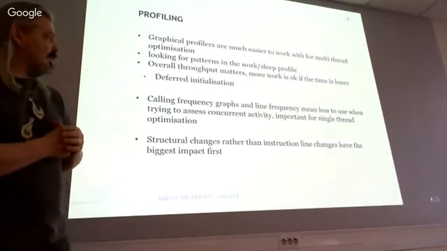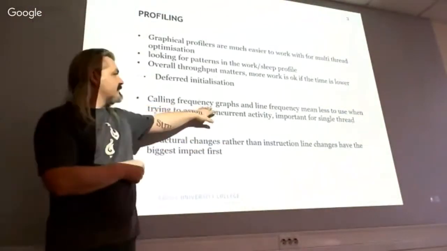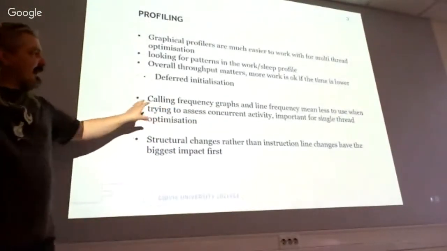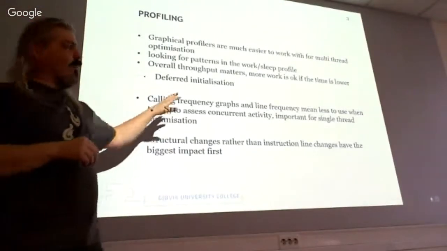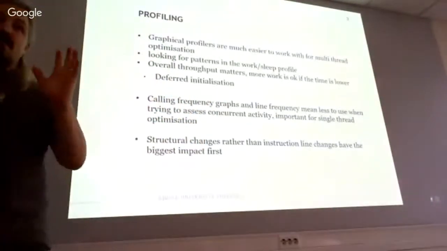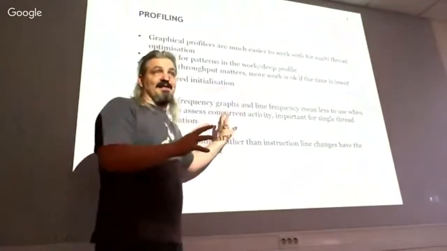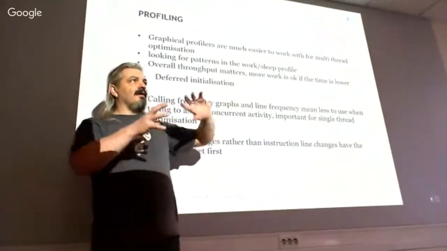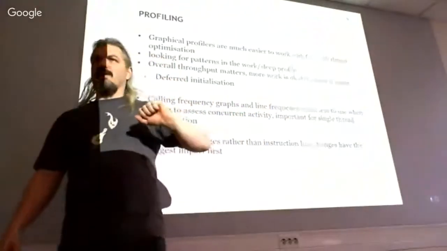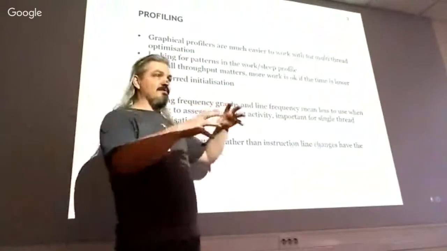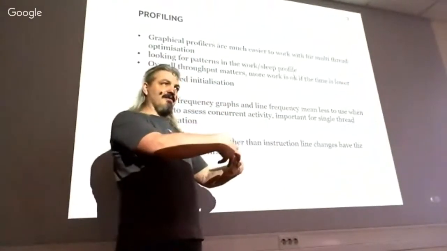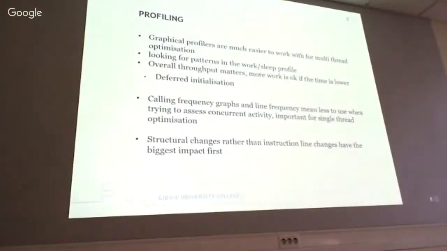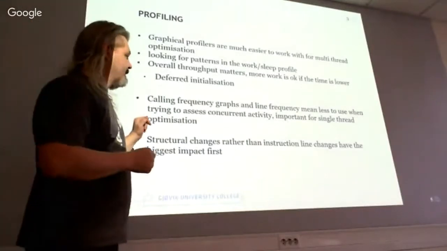So you get what's called call frequency graphs and line frequency. This matters when you're trying to assess concurrency. When you're doing multi-threaded code and looking at concurrent code, you have even more complex things to look at than just call frequency, which is the instrumentation, and line frequency, which is the polling, right? So call frequency, when you instrument it, every time you call it, it's logged. And line frequency is how often this line is found when you sample the CPU.